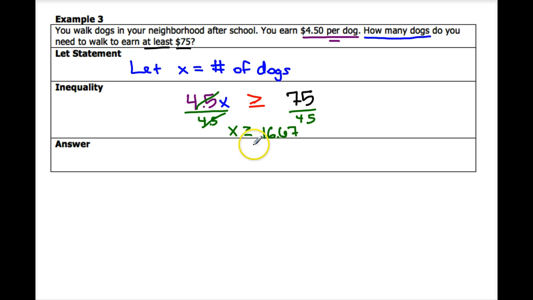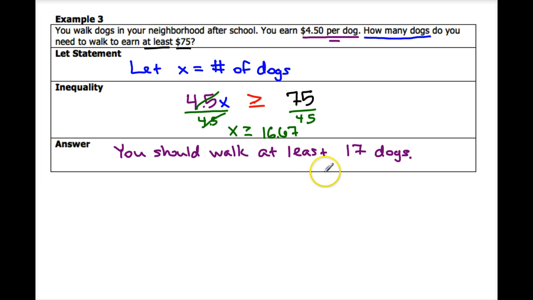So we need to actually look at this inequality more carefully. If x has to be larger than 16.67, the next whole number larger than 16.67 would be 17. So for our answer, we need to say, you should walk at least 17 dogs. Okay, 16 is not going to do it. We need to walk at least 17 dogs.